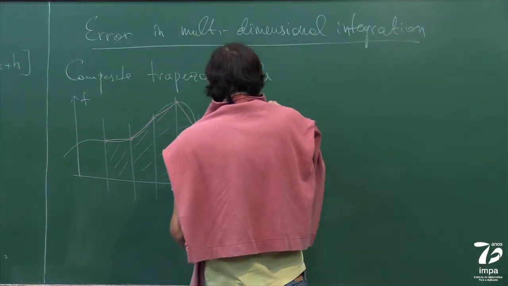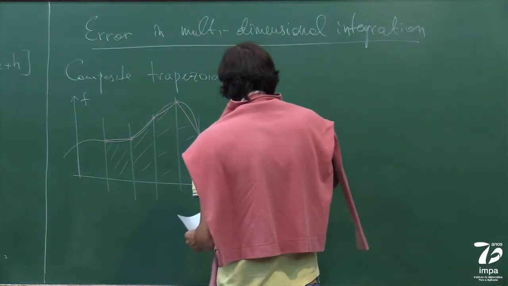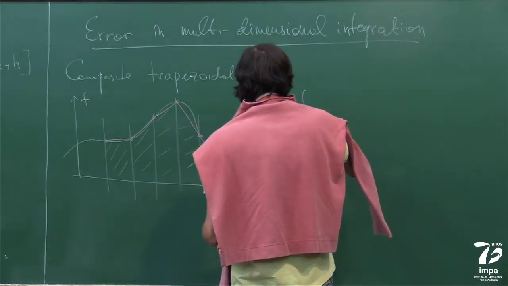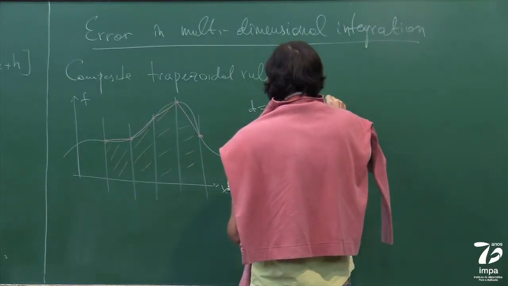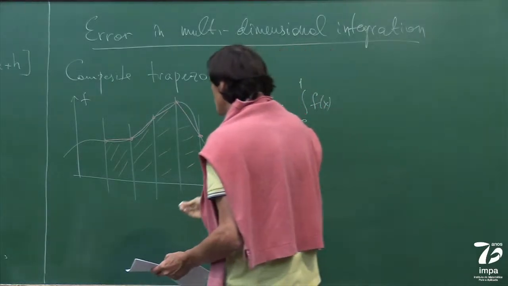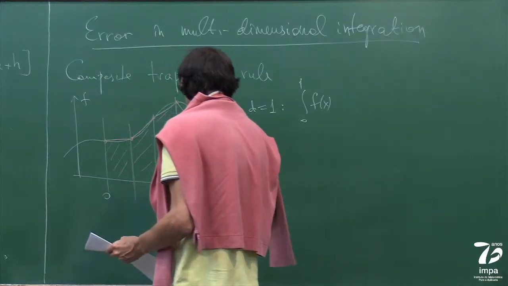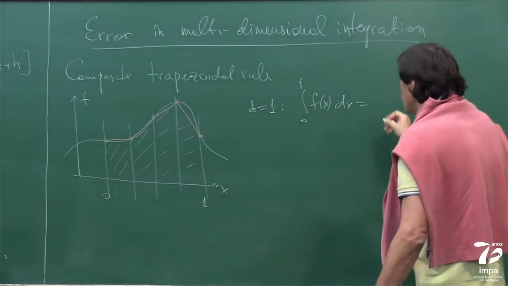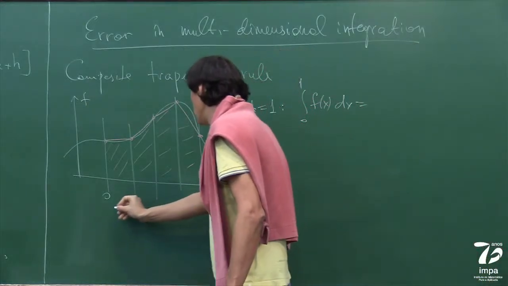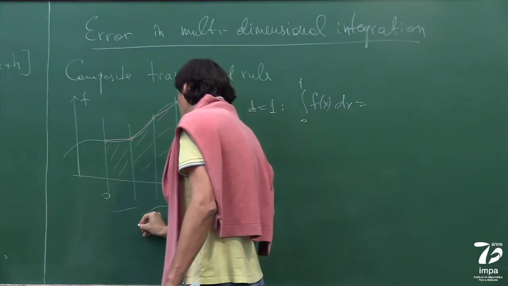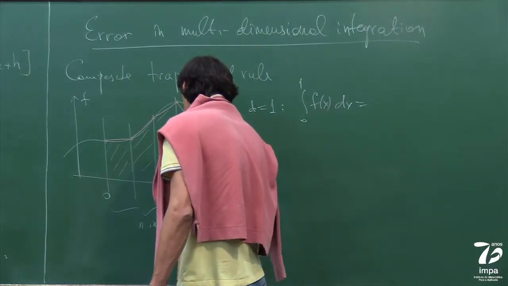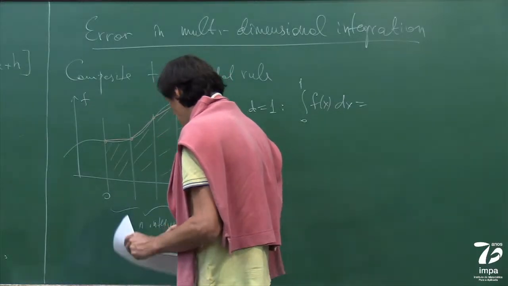So for one dimension, like here, this is a function. Let's take the interval between 0 and 1. It's a sum over, let's say, n intervals, or m intervals.